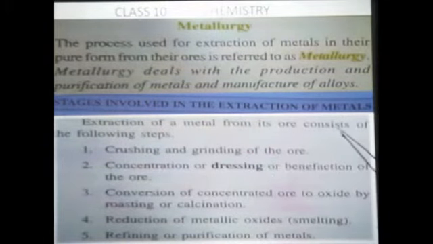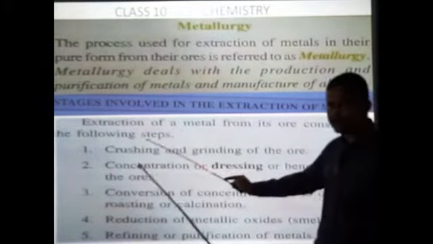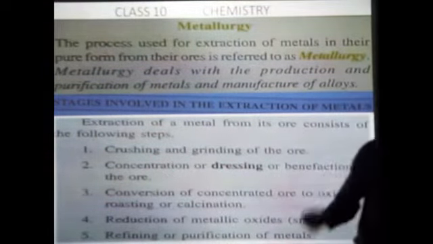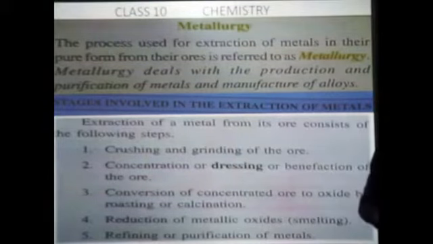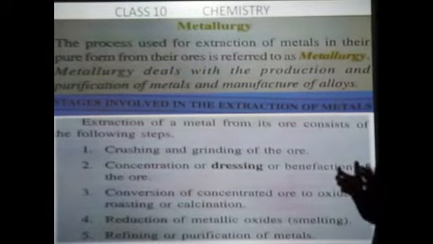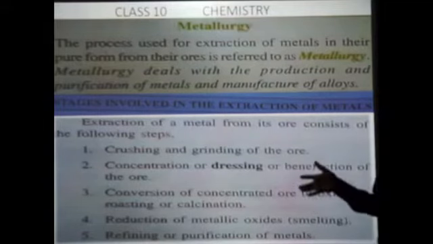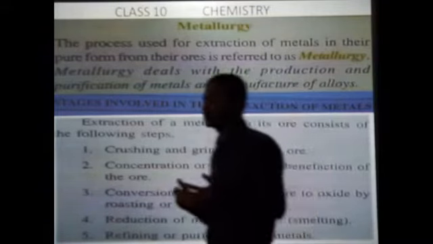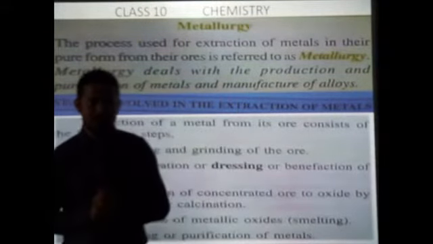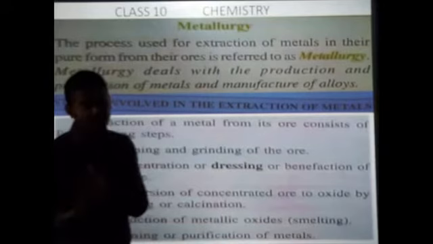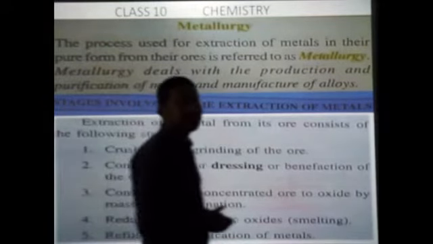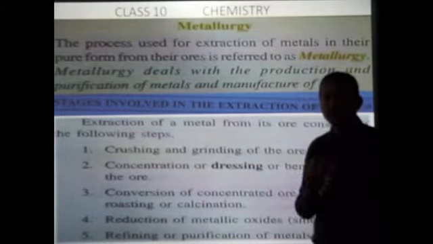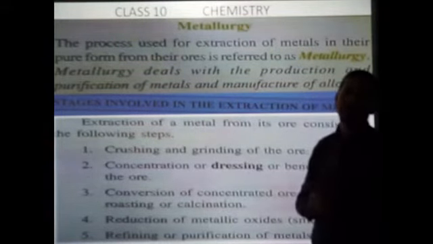Extraction of metal from its ore consists of the following steps. Number 1 is crushing and grinding of the ore. Whatever ore we get from the crust of the earth, we crush it. It may be in the form of rocks, so first of all, it has to be converted into pebbles, then fine powder. Crushing and grinding means to make the powder form of the ore.